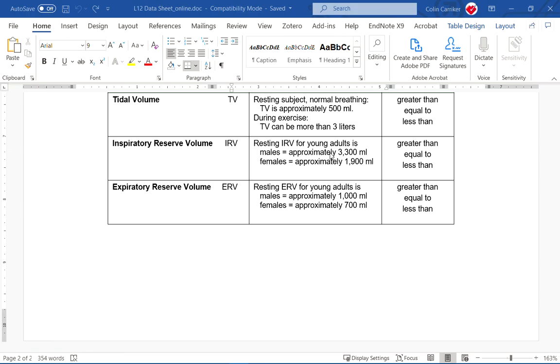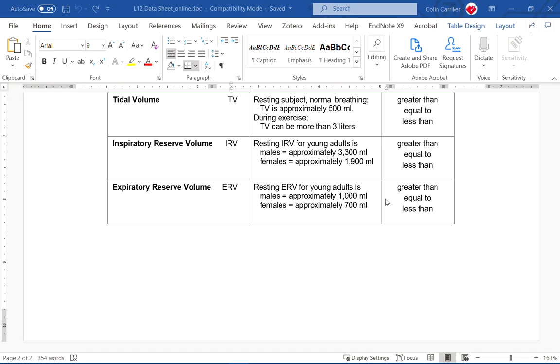If it was a male, we have approximately 3,300 milliliters or 3.3 liters, and you'll want to know from your value of inspiratory reserve, was the calculated value greater than this, equal to this, or less than this. Now if it's a female, we'll use 1,900 milliliters or 1.9 liters. You'll determine was it greater than, equal to, or less than.